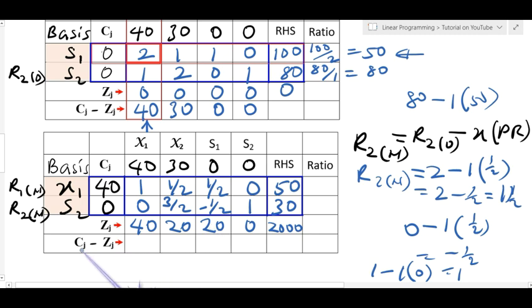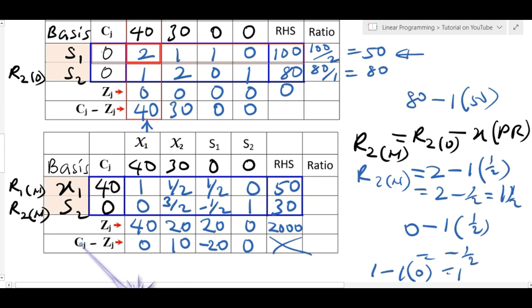Then let's go to the CJ minus ZJ row. That will be 40 minus 40, here will be 0. 30 minus 20 is 10. Then we have 0 minus 20 is minus 20. 0 minus 0 is 0. Here you don't do anything, you just leave this one like that. So this is our tableau from the first iteration.